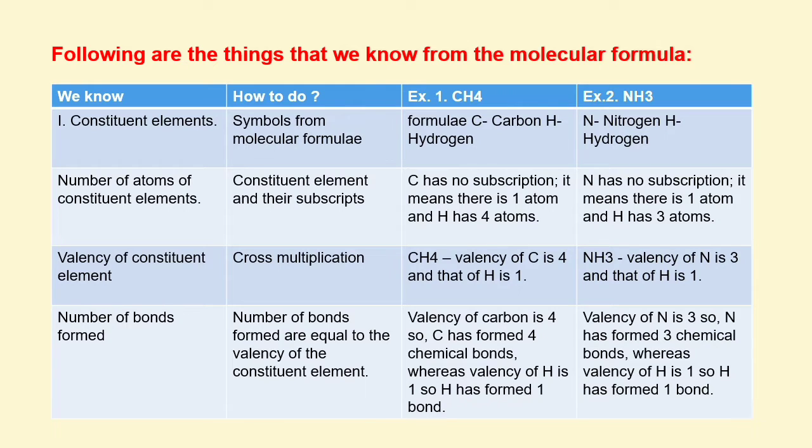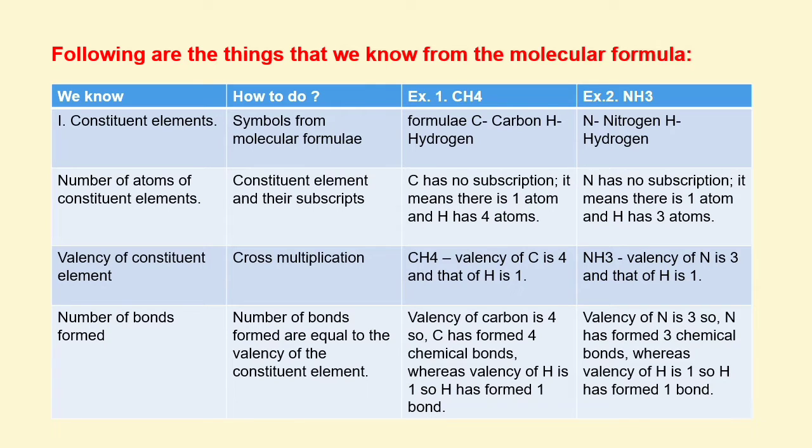of the constituent element. For example, in methane, constituent elements are carbon and hydrogen. Carbon has no subscript. It means there is one atom of carbon and hydrogen has 4 atoms. In methane, valency of carbon is 4 and that of hydrogen is 1. Valency of carbon is 4, so carbon has formed 4 chemical bonds, whereas valency of hydrogen is 1, so hydrogen has formed 1 bond.